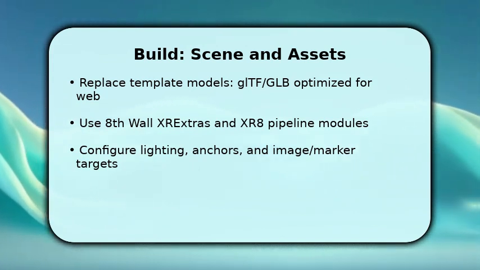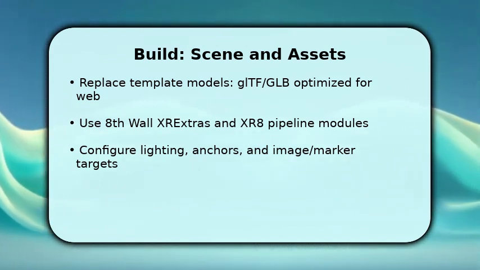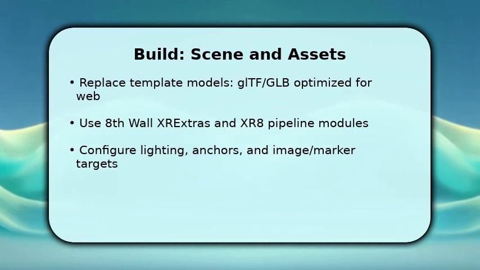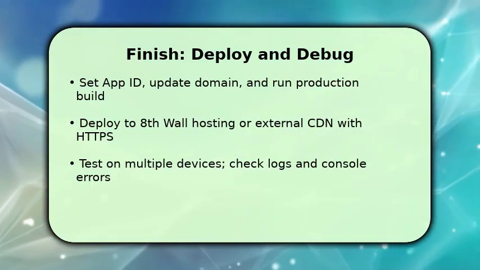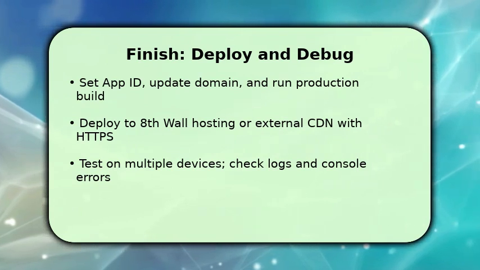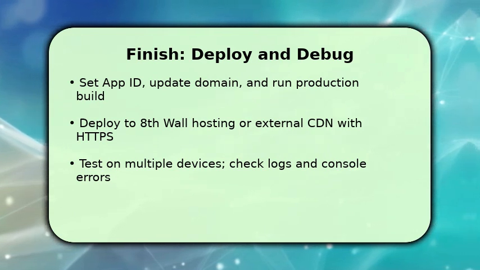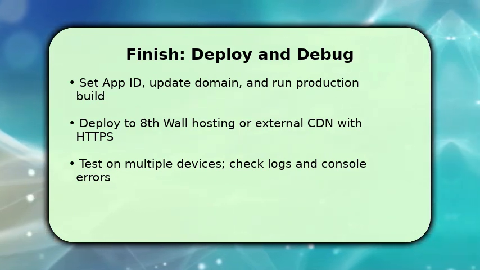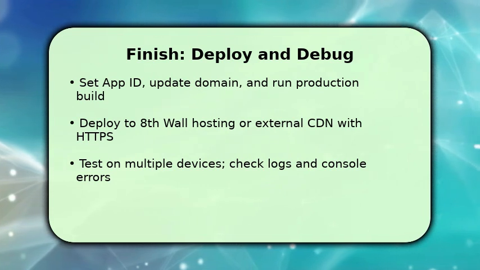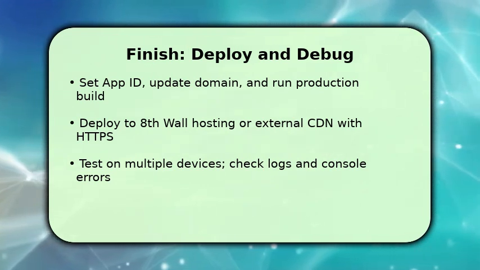To finish, insert your app ID, confirm allowed domains, and run the production build to generate optimized assets. Deploy either to 8th Wall hosting or an external CDN with HTTPS and correct CORS headers so devices can load resources. Test on multiple phones and browsers to validate camera permission flows and performance.